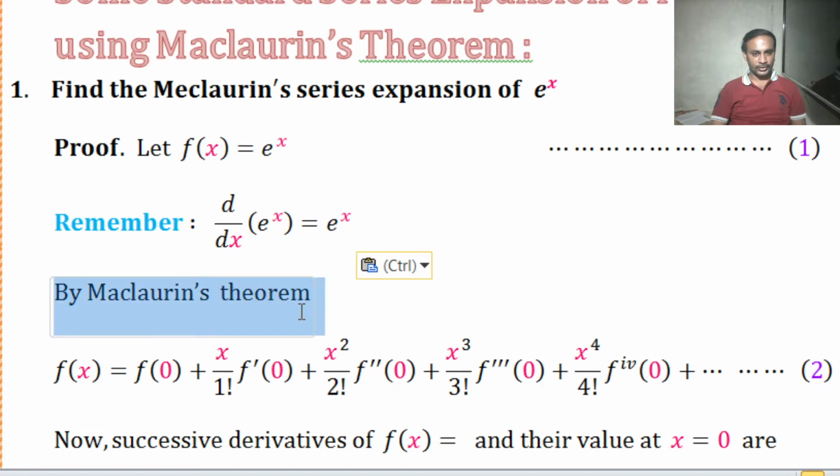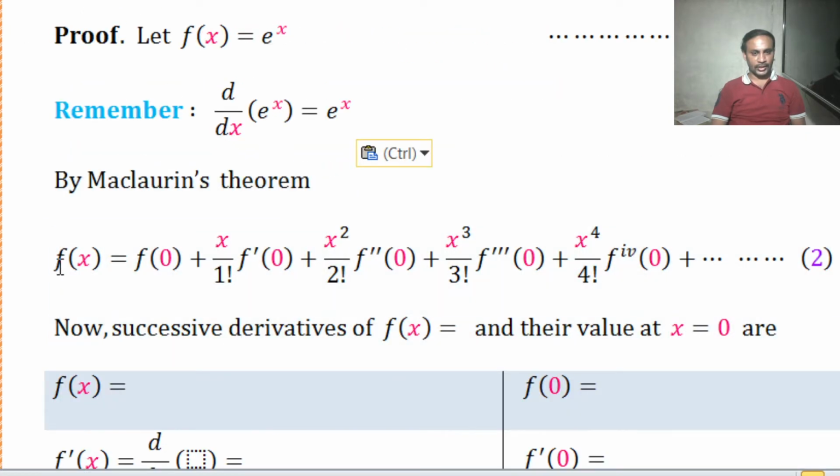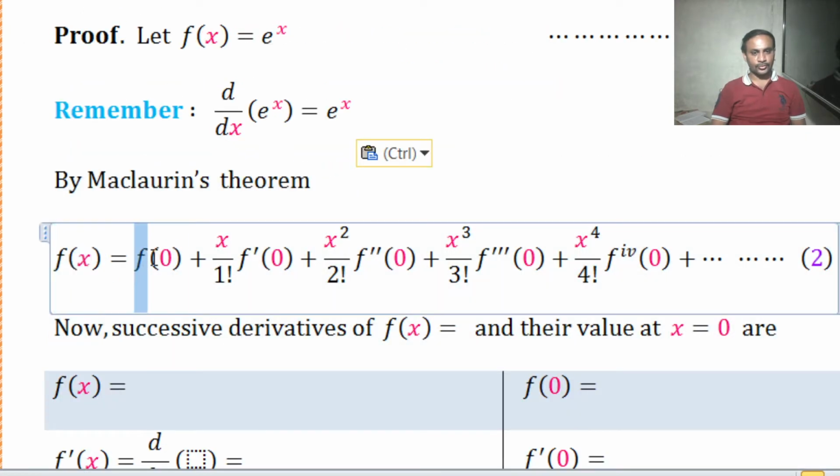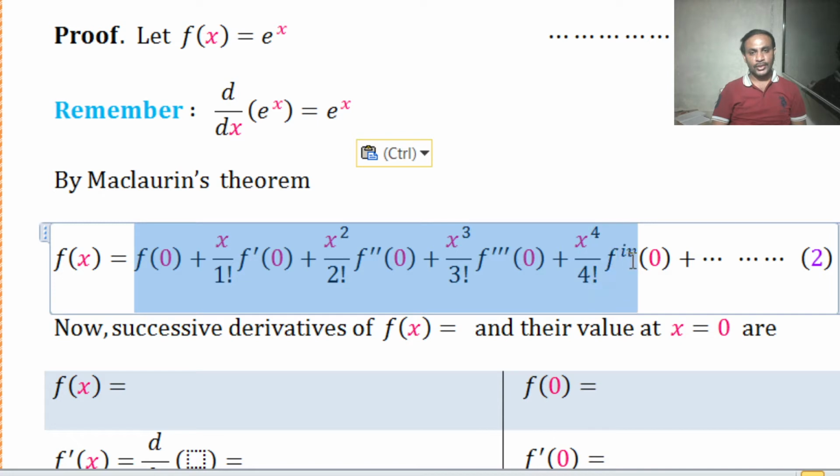Now by Maclaurin's theorem or Maclaurin series we can write f of x as f of 0 plus x upon 1 factorial into f dash of 0 plus x square upon 2 factorial into f double dash of 0 plus x cube upon 3 factorial f triple dash of 0, x raised to 4 upon 4 factorial into fourth derivative at 0 plus and so on infinitely many terms.